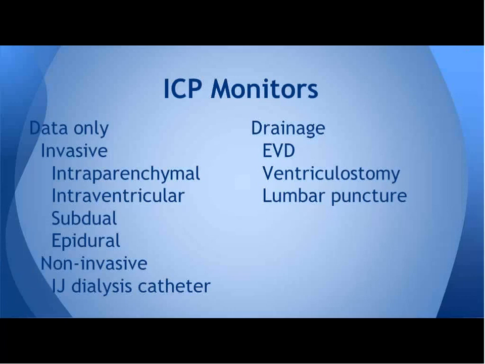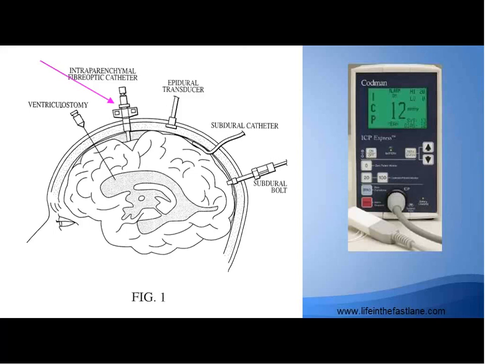And then our other ICP monitors would be ones that provide us not only monitoring, but also drainage, which would be our EVDs, ventriculostomy, or lumbar puncture. EVD is probably the most common. So just a nice picture of what the catheters look like.